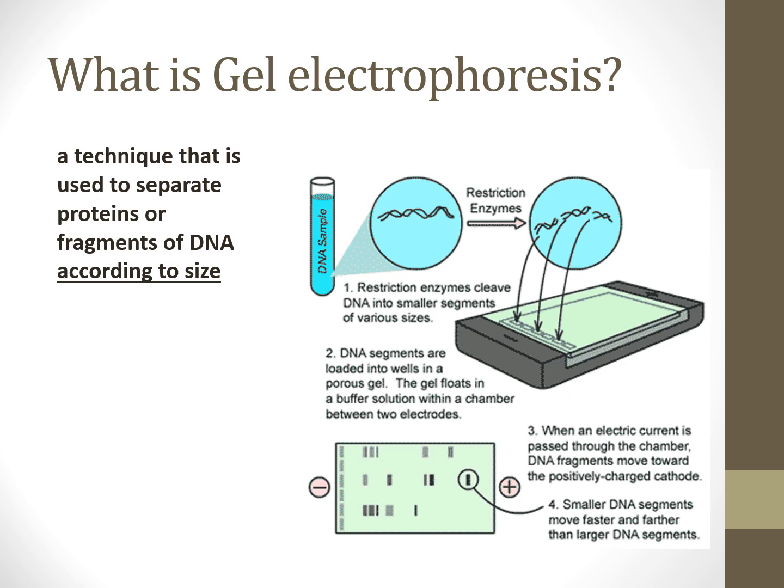One of the key pieces of equipment that we need to use during gel electrophoresis is what's known as a restriction enzyme. A restriction enzyme is a special enzyme that's able to cut DNA at a special site, known as a recognition sequence. And it's able to cut that piece of DNA to produce the fragments that are used in gel electrophoresis.